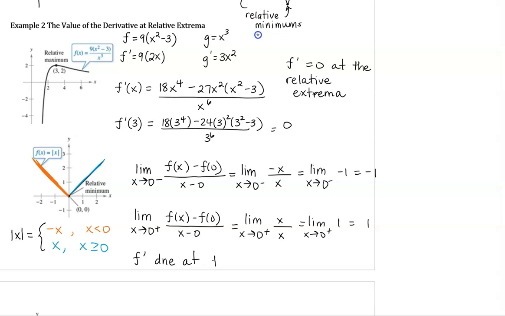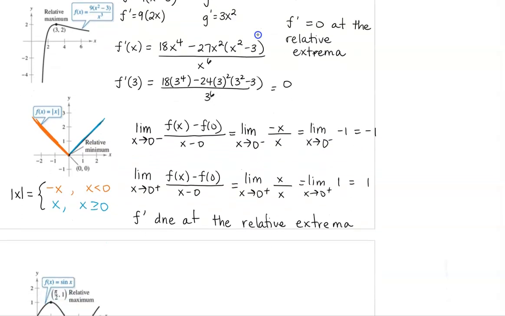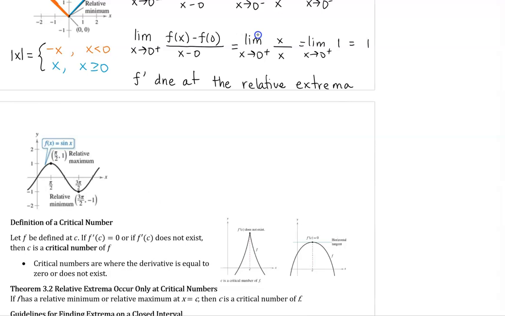More specifically, I'll put the derivative does not exist at the relative extrema. So far we've seen an example where the derivative was equal to 0 at the relative extrema, and an example where the derivative does not exist at the relative extrema. Let's see what happens in the last example.